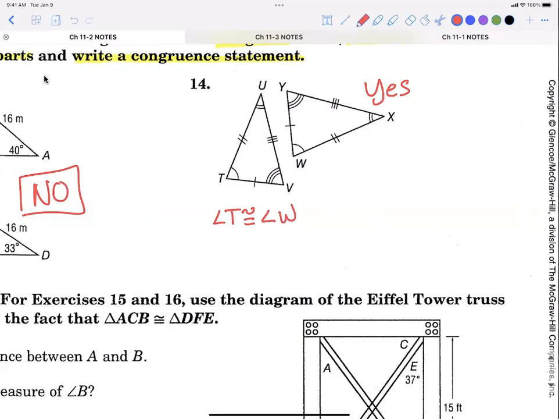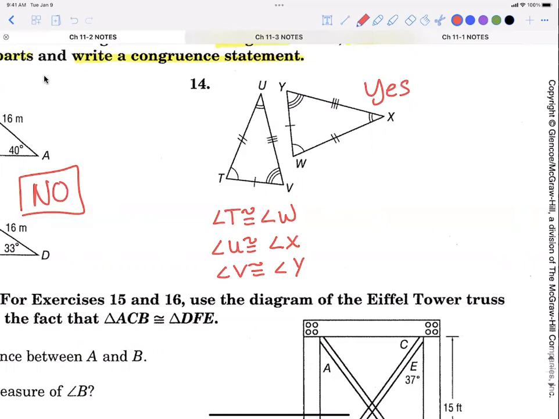Let's go to the 2nd angle. So angle U would be congruent with what? With what? X, yeah. And then let's go to the 3rd angle. And so we have angle V is congruent with angle what? Y. Okay, that's the angles.